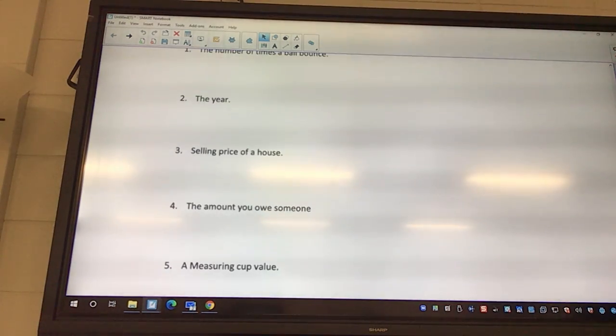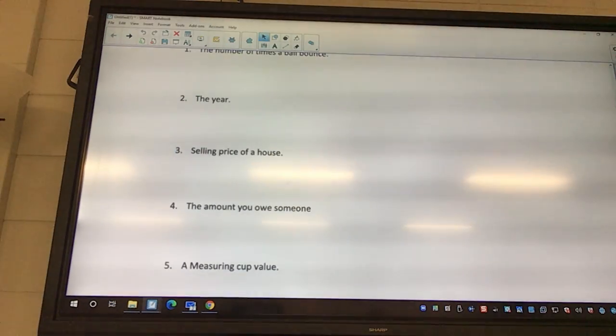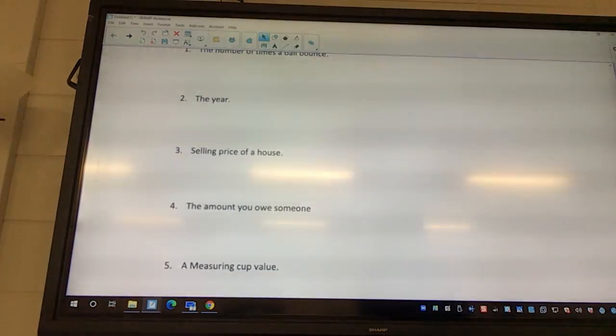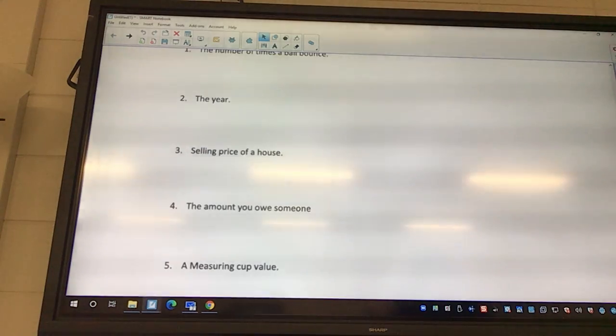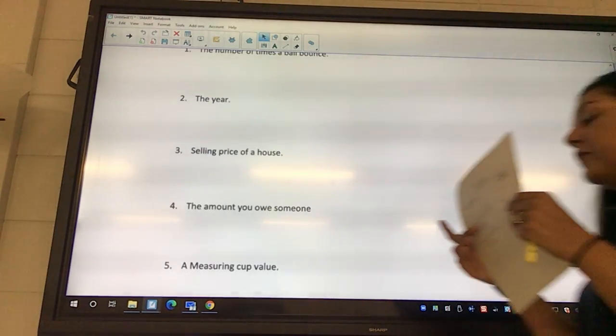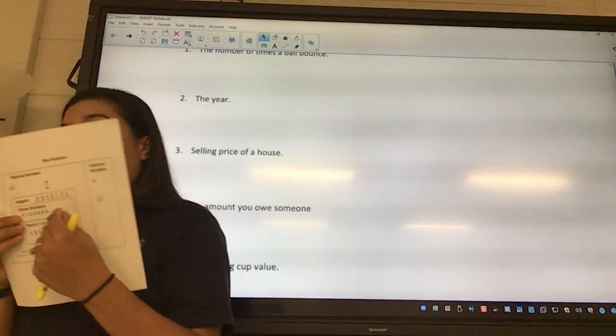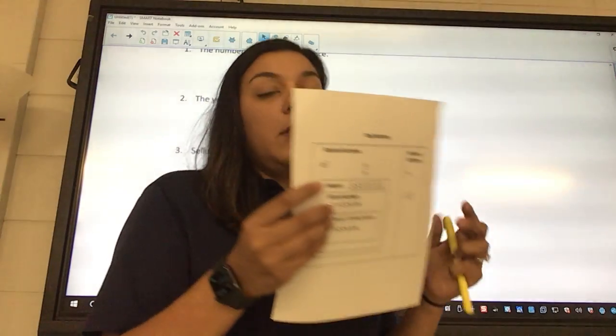What are some examples of rational numbers? Where do rational numbers come from? We know a repeating decimal is one. What else is there? A fraction is another one. And then there's a terminating decimal, meaning like 8.5, or $8.50. Integers are going to be all those positives, negatives, and zero. Whole numbers are zero and just positives, and natural numbers are the counting numbers.